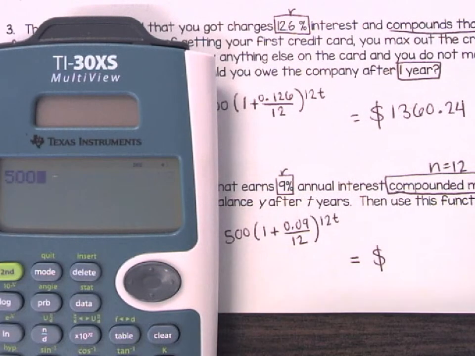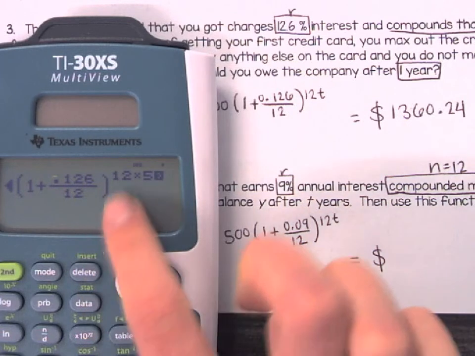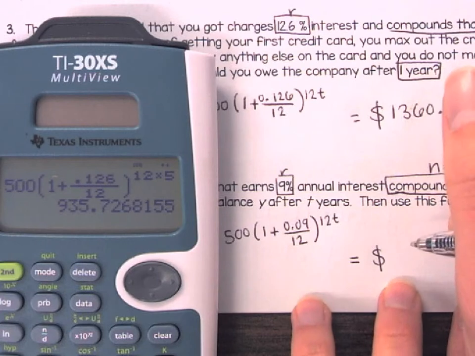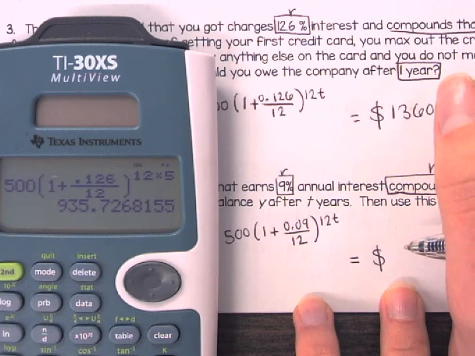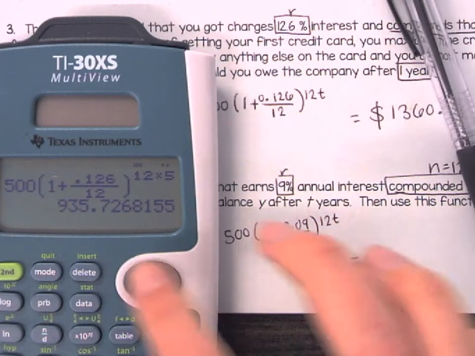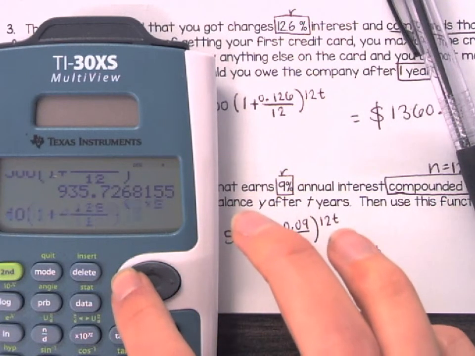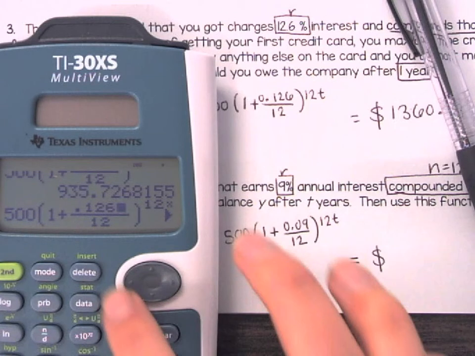So we have our 500 times 1 plus our fraction, 0.126 over 12. We're raising that to the 12 for our months times 5 for our years. Okay, 12, so that's our n and our t value. So that gives us, I think I typed it, oh, I did the wrong, I was like, that doesn't look quite right. I used the wrong interest rate. We're doing 9%, sorry, instead of 12.6. I was still thinking of the last one.